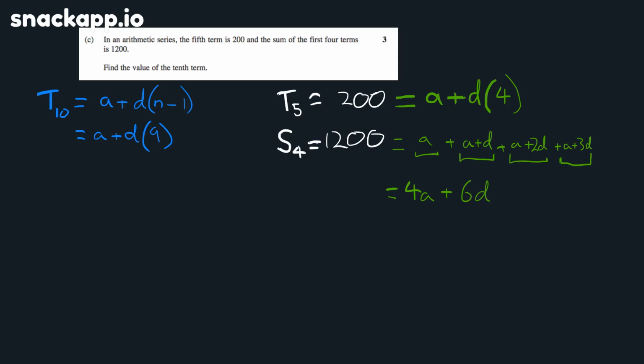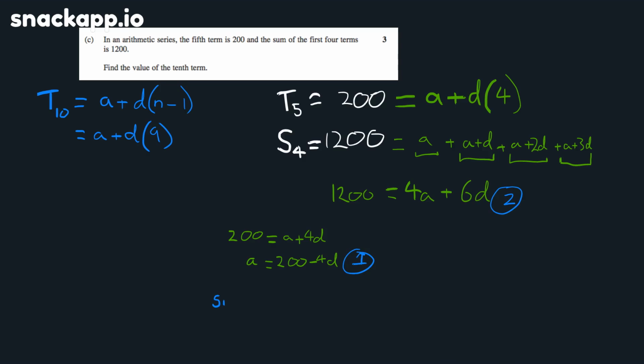Okay, so let's just write out those two equations. Again, 200 is equal to a plus 4d. I'm going to simplify that, just make it a bit easier for us, put a on its own. So a is equal to 200 minus 4d. And the other one, which is this one here, 1200 is equal to 4a plus 6d. Okay, so I'm just going to label these. This one here, let's call this 1. I'm going to call this one 2.